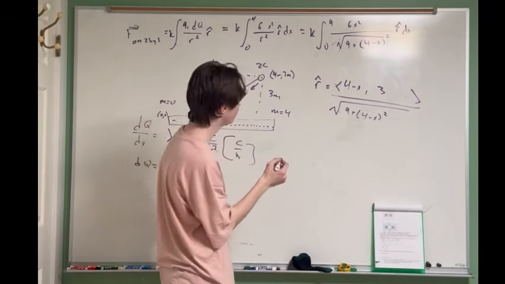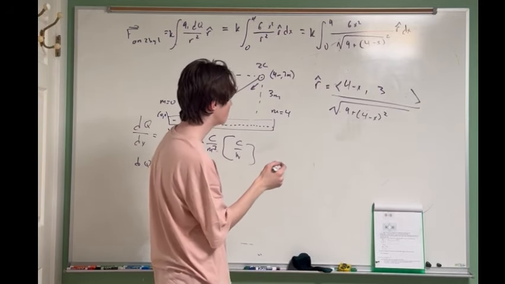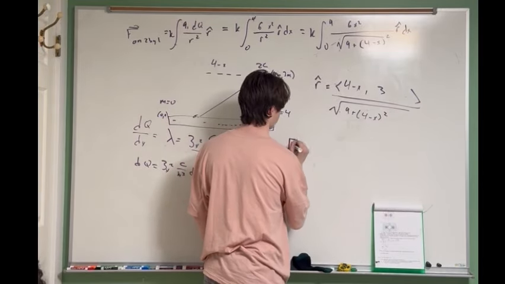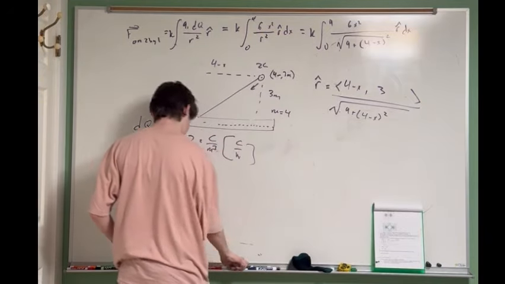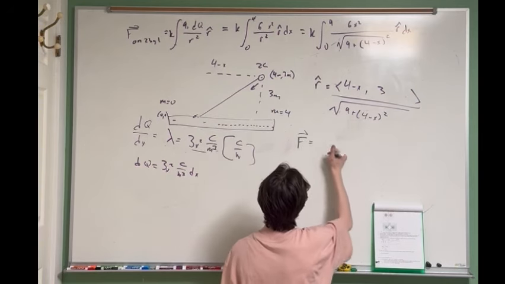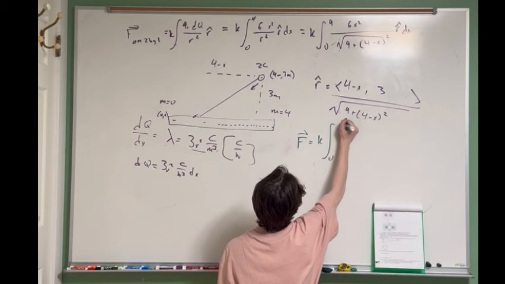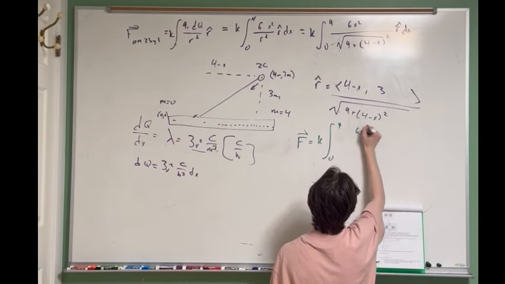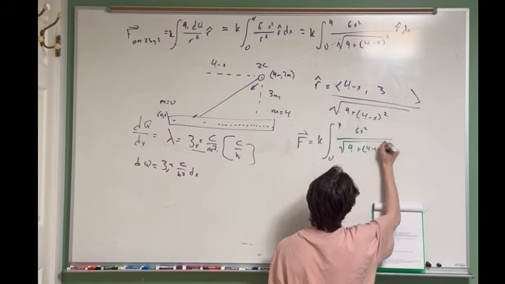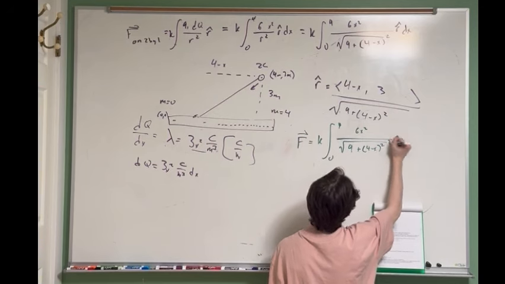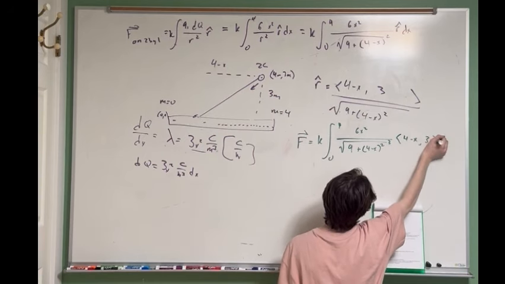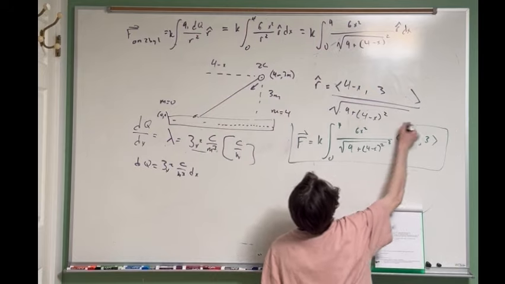So our final formula here. Do we want to separate out this force vector? No, let's just leave it in one. I'm going to do it in a different color just because we found a solution and we're so happy. F vector is equal to k times the integral from 0 to 4 of 6x squared over the square root of 9 plus (4 minus x) squared, cubed, times (4 minus x, 3). And that is our force expression.